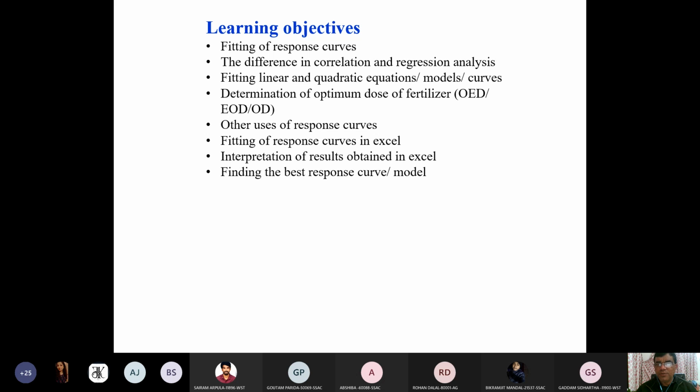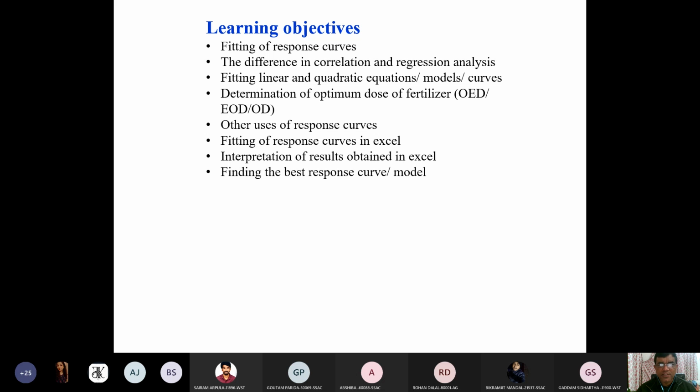And these models or equations can be plotted. They can be presented in the form of lines or curvilinear lines. Then we will see how the optimum dose of fertilizer can be determined. That is the basic purpose of response curve fitting in our case. There are many other uses of response curves that we would like to see. And fitting of response curves in Excel.